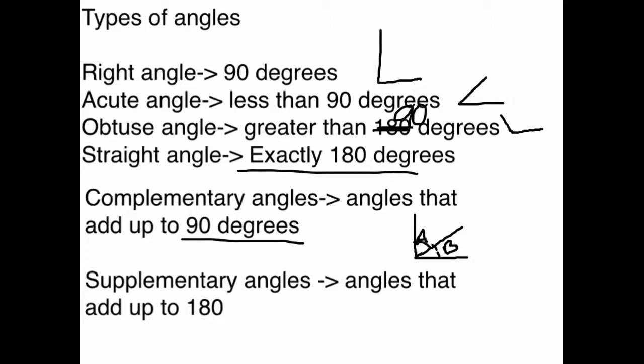And supplementary angles are angles that add up to 180. So let's say I had this line, and these are my two angles. This will be A, this will be B. Again, if I add these two together, they should add up to 180. All right, let's look at an example.